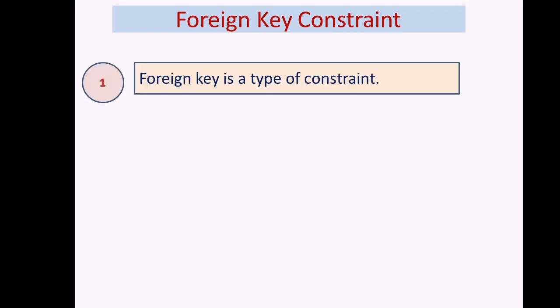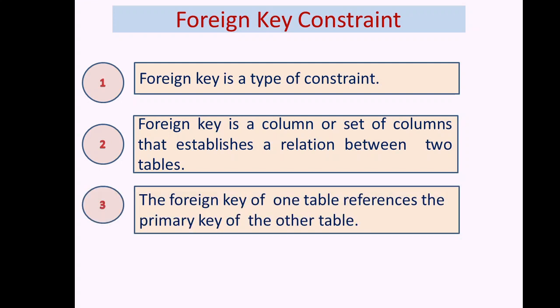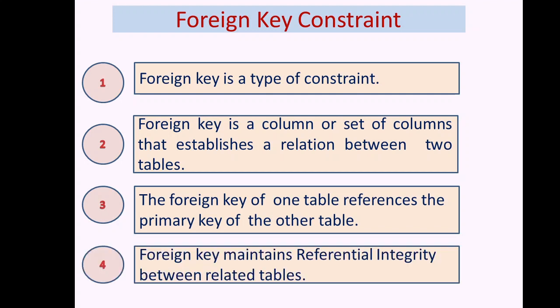Let us understand what we mean by foreign key. Foreign key is a type of constraint. It is a column or set of columns that establishes a relation between two tables. The foreign key of one table references the primary key of the other table. Foreign key maintains referential integrity between related tables.